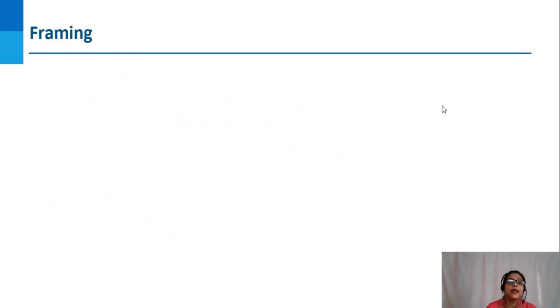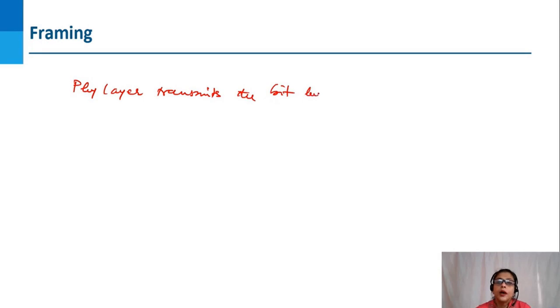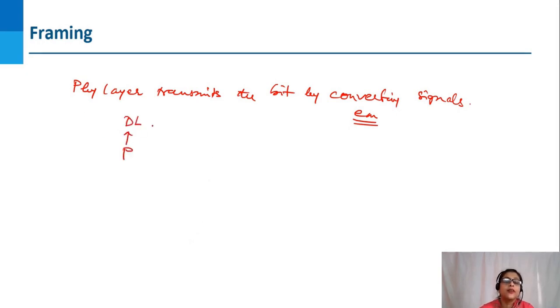HDLC. Let us understand what framing is all about. The physical layer transmits the raw bit streams by converting them into signals. These are electromagnetic signals which can pass through the channel. Now when from the physical layer, the bit streams pass on to the data link layer, the data link layer forms the frames. What is the meaning of forming the frames? The meaning is segregating the bits into different frames.